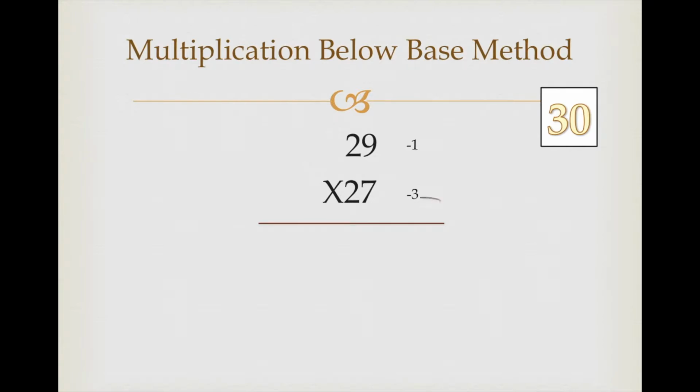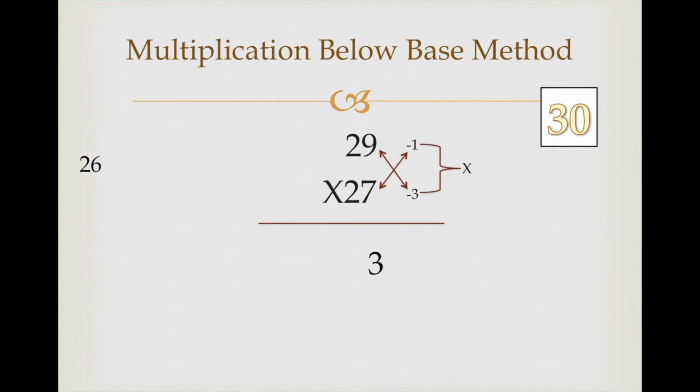Multiply 1 and 3, the product would come 1 into 3 is 3. We can directly write down 3 because in the base 30 there is only one 0. Moving further, now cross subtract these two digits and check whether the results are same or not. 29 minus 3 gives us 26 and 27 minus 1 also gives us 26.